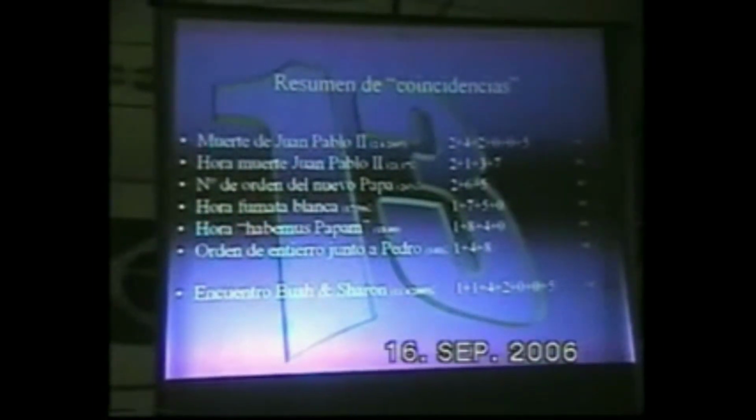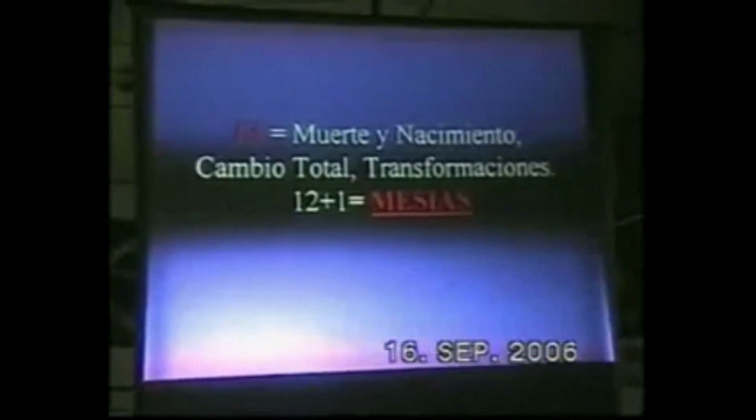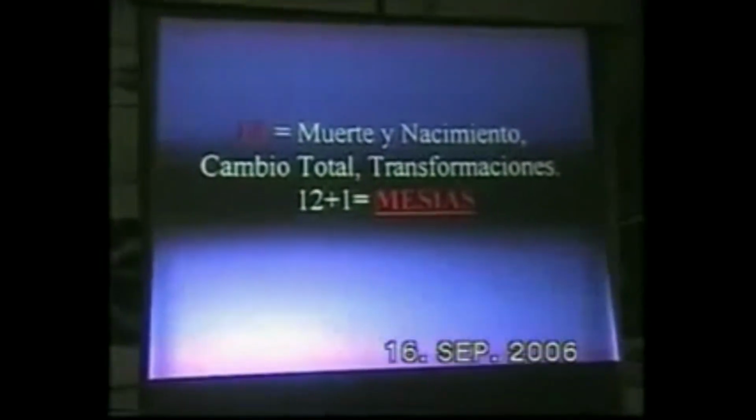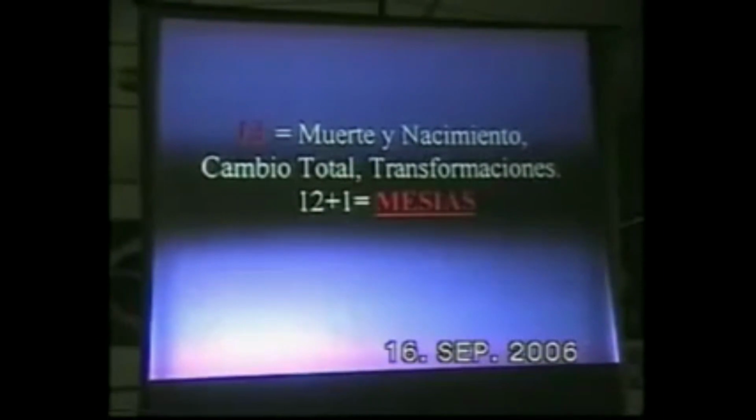In fact, if we remember the first conference, you remember the meaning of 13? For the people we have been talking about in these two previous talks, if you remember, we are talking about the world of Freemasonry, which used the Kabbalah, giving meaning to numbers, mystically speaking. So, perhaps it is appropriate to remember what 13 means. Let's see it. Death and birth, total change, transformations. 12 plus 1 equal to what? Messiah. This is according to the Kabbalistic interpretation.